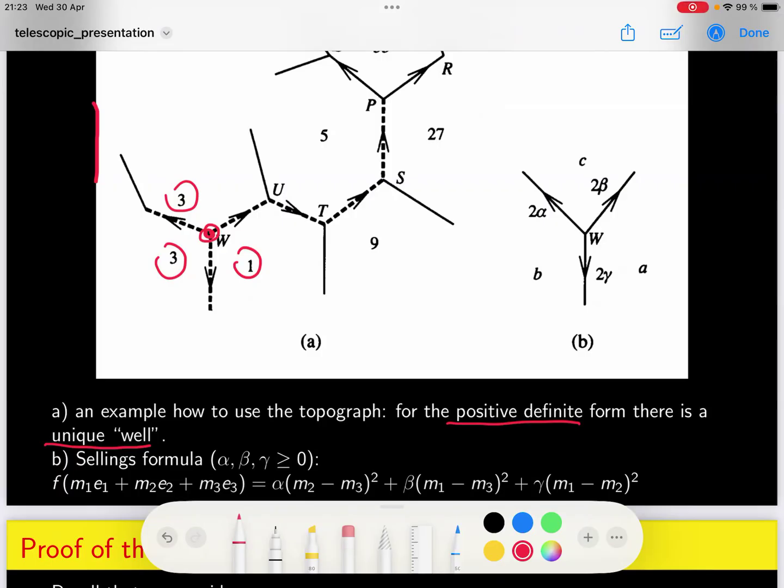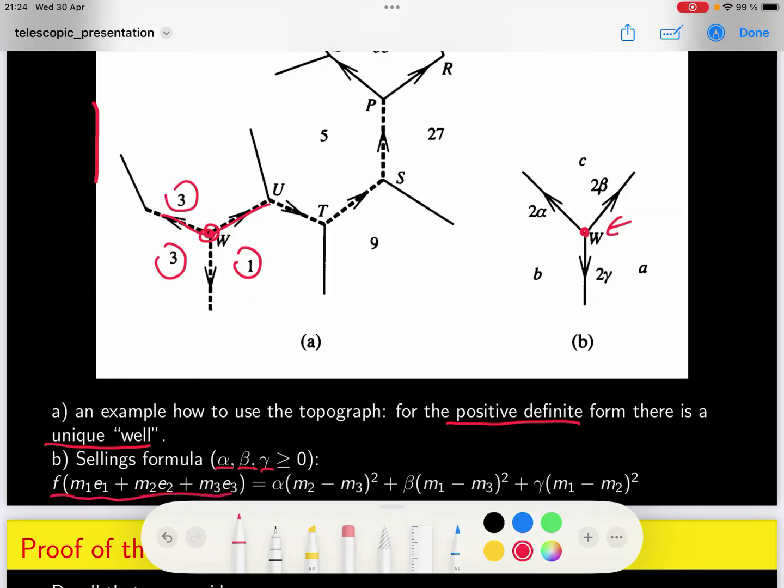For example, there is so-called Selling's formula, which is very nice. So if you have such a vertex such that all three edges are outgoing, as here on the picture, let's look at the labels on these edges. If all these three labels are non-negative, so it means that they're outgoing, then you can express your formula in the following way.